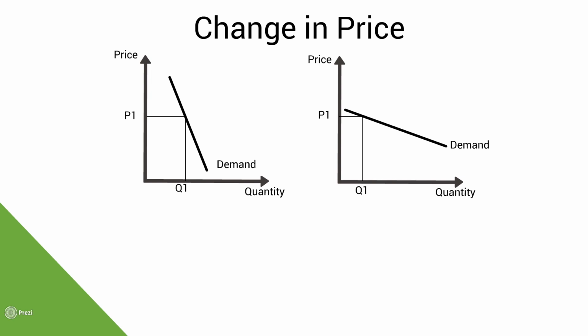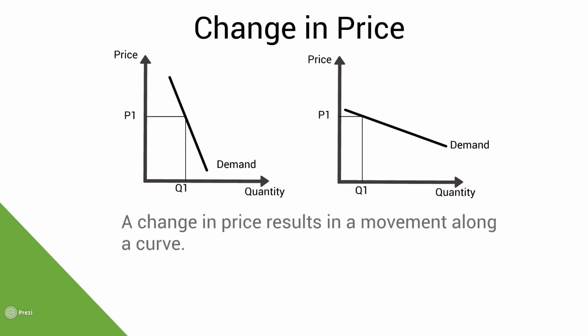We are now going to reduce the price in the market on the left from P1 to P2. This results in a movement along the demand curve, and a greater quantity is demanded. At price P2, Q2 is demanded, which is greater than Q1.